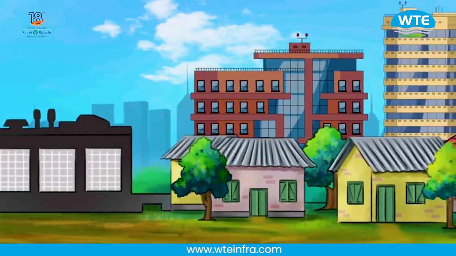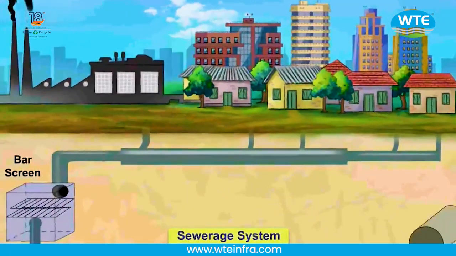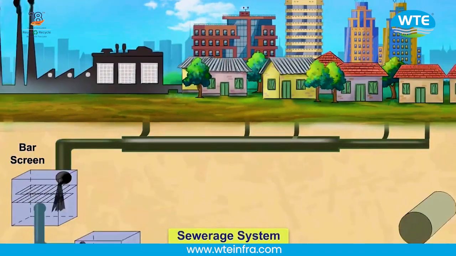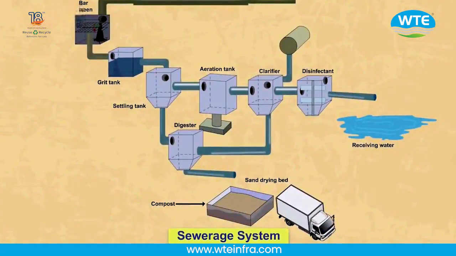Cities and towns have sewerage systems in place to carry the wastewater from our homes, hotels, factories, and other establishments to a sewerage treatment plant where the wastewater is treated. It is then deemed safe to release into other water sources.